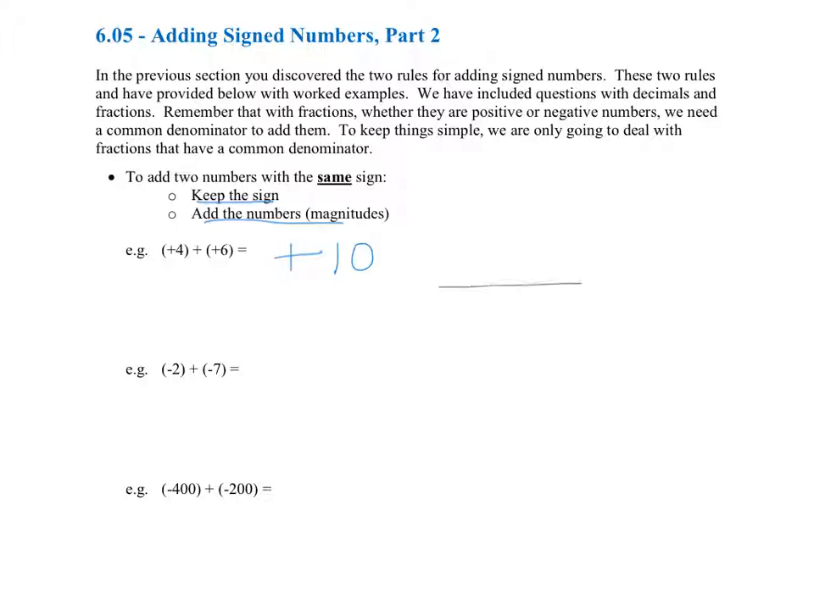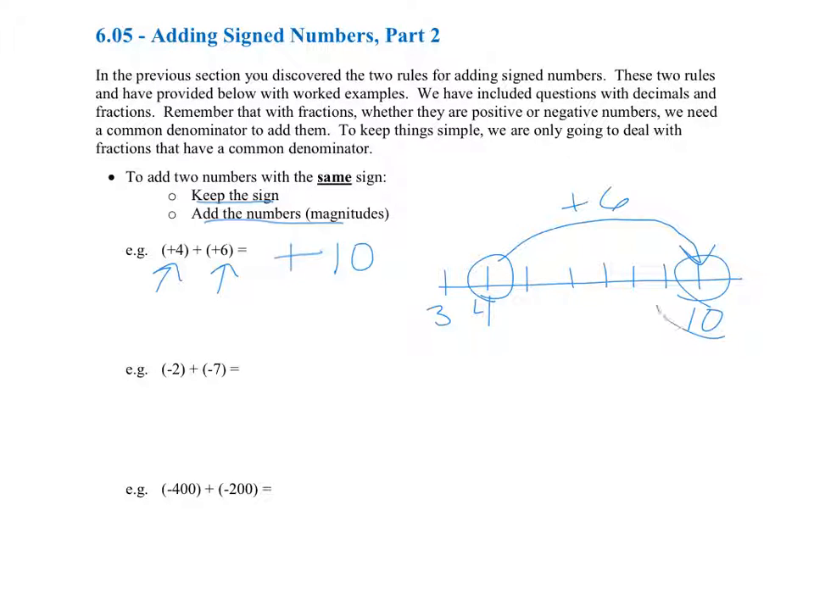And if you think of that on your number line, we're starting at positive 4, and that's 3 there, 5, 6, 7, 8, 9, 10. Okay, this is basically saying start at positive 4, and then what we were doing last time was skip count to 10. Okay, so positive 4 plus 6 equals 10, positive 10.